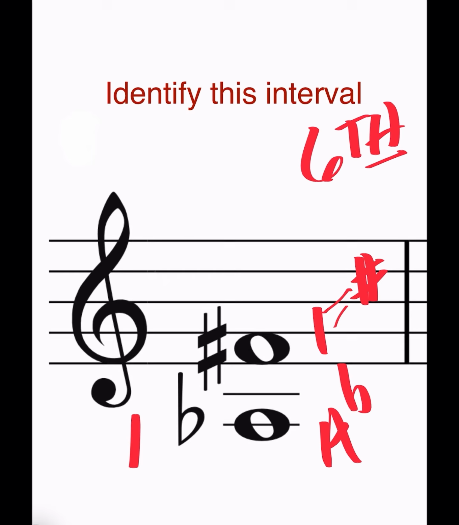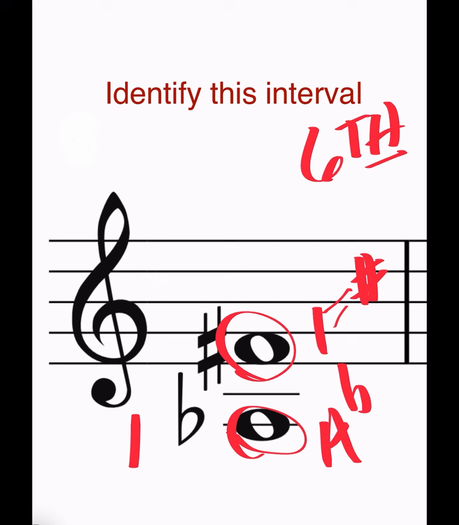Now the next step is to look at the number of half steps to figure out the quality of the interval. Is it a major, minor, augmented, or diminished interval? Okay? This is a little bit trickier. If you go through and you count the half steps from this A flat up to the F sharp, you're going to find out that there are a total of 10 half steps.